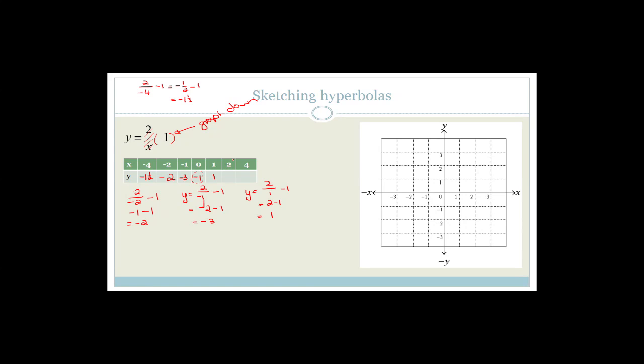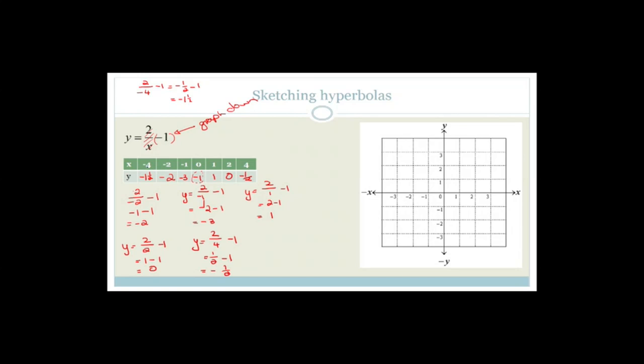When x is 2, y is going to be 2 divided by 2, minus 1, which is 1 minus 1, which equals 0. When x is 4, y equals 2 over 4, minus 1, which is a half minus 1, which is minus a half. Obviously, you don't have to write down all these equations. If you can do this in your head and get it accurately, that's fine. If you want to use a calculator instead, that's fine too. I don't mind as long as you get your values out.